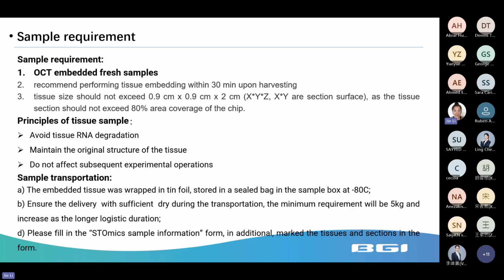And for sample transportation, we suggest that after the embedding, you seal the bag in the sample box and store at -80 degrees if you are not sending them immediately. Also ensure that the samples are sent with dry ice. The minimum requirement will be 5 kilograms for the transportation. For the other details, we strongly suggest going through our sample information requirement documents.